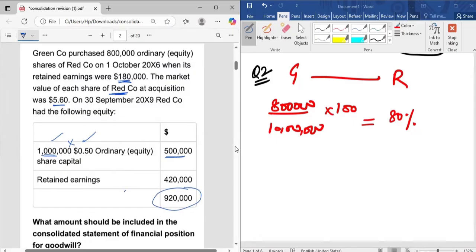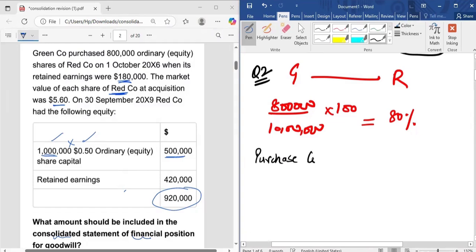Now, what are they asking us to calculate? They have asked us to calculate the goodwill which will arise in the consolidated statements. We have to calculate that goodwill. So first, let's write the formula for goodwill. See, my formula is purchase consideration.